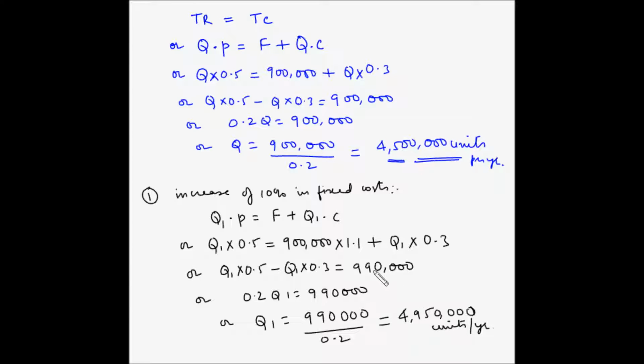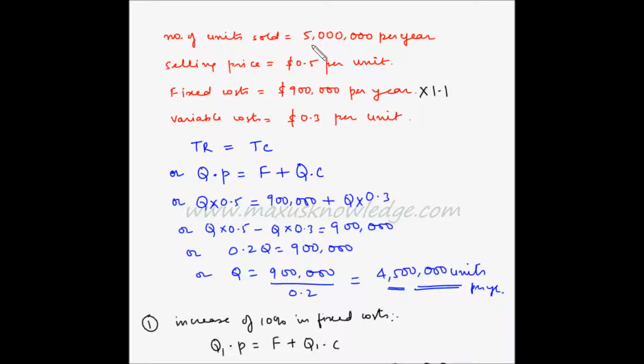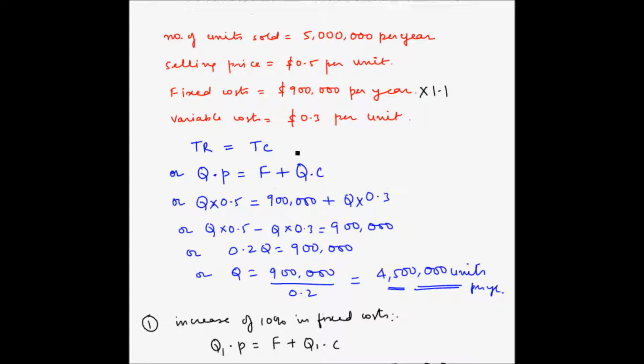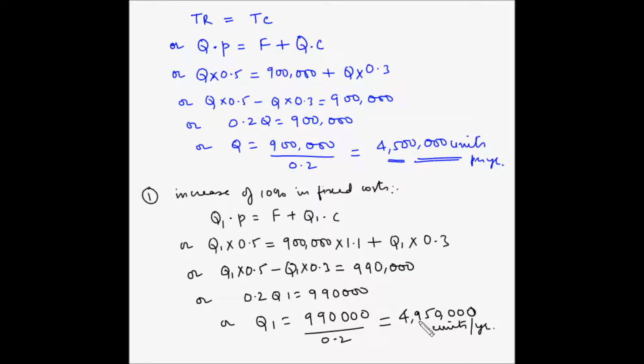So if the fixed cost increases, of course our cost is increasing, so we have to sell more in order to recover the additional cost. However, we are already selling 5 million units per year. So even if the fixed cost increases by 10%, Maxus Manufacturing is going to continue making profits because it is currently selling more than what would be needed in order to break even.